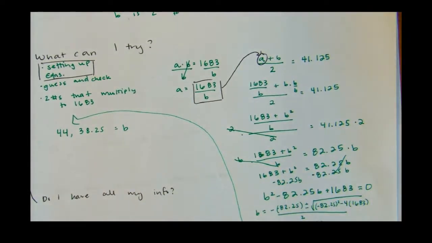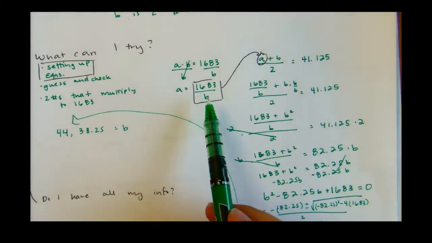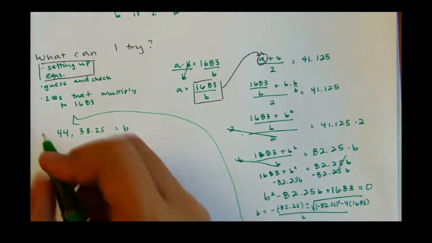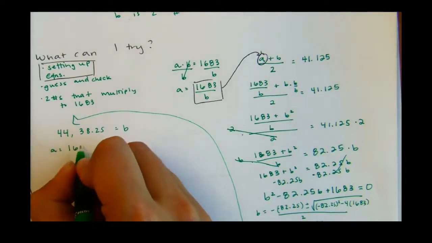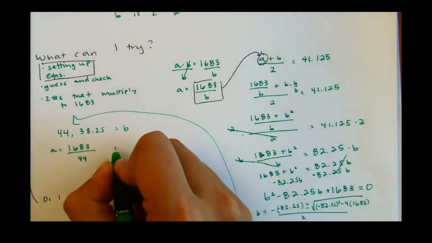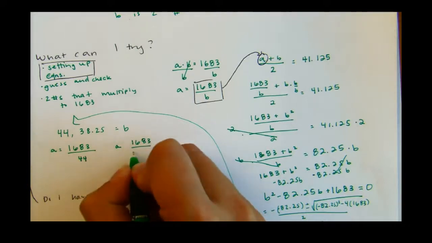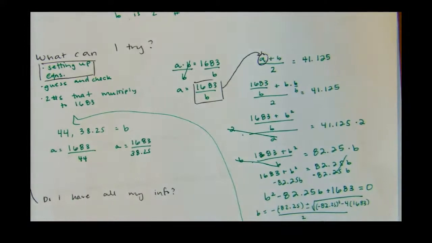Hopefully something sparked in your head and you thought, oh, well, I can plug one of these numbers back into here, and I should get what a equals, since I set this equation up for what a is equal to. So let's go ahead and do that with both of them. A is equal to 1,683 over 44, and a is equal to 1,683 over 38.25. Hopefully this will bring some clarity. Go ahead and simplify those two fractions.